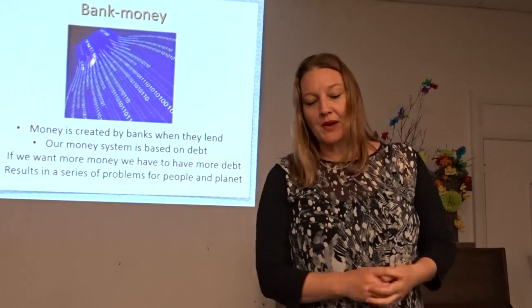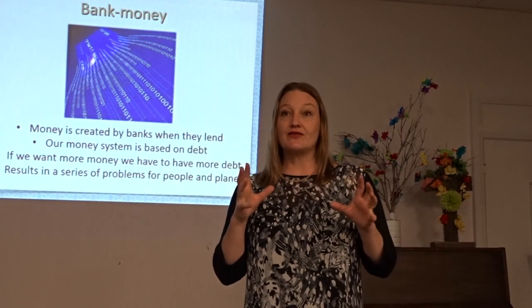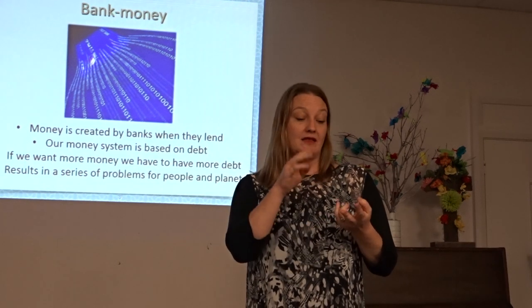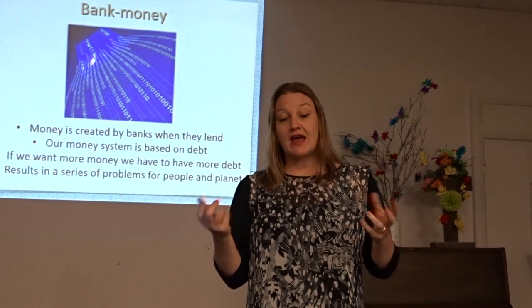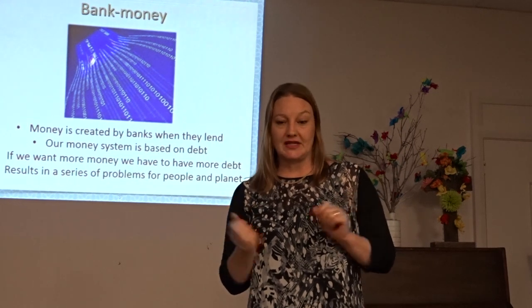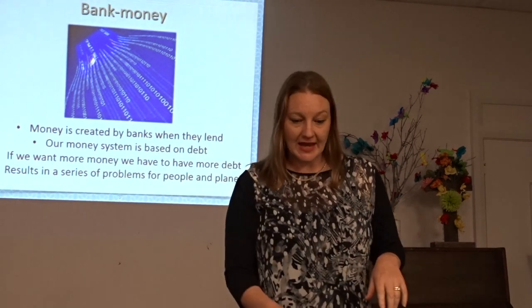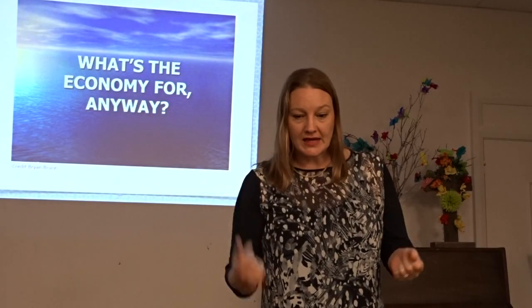So I told you I was going to tell you that money's created by banks when they lend, and if we want more money, we've got to have more debt, and how it results in a series of problems for people and planet. And I've been through some of the problems with you: the economic rent, the trickle-up effect causing inequality, the growth requirement, and the pro-cyclical nature of how money works. So it's not working particularly well. So keep in the back of your head, what's the economy for? It's to work well for us. So enter sovereign money.